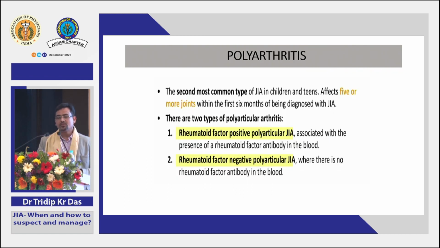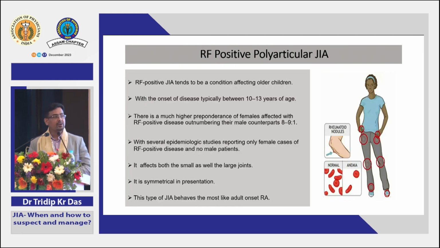discrepancy. The second most common presentation of JIA is the polyarticular JIA, where at the time of onset more than 5 joints are involved. There are also 2 varieties: one is RF positive polyarthritis and the second is RF negative polyarthritis. RF positive polyarthritis basically affects older children, and there is a high preponderance for females, as we all know. It affects both the larger as well as the small joints. It is symmetrical in onset, and it behaves like adult onset rheumatoid arthritis.